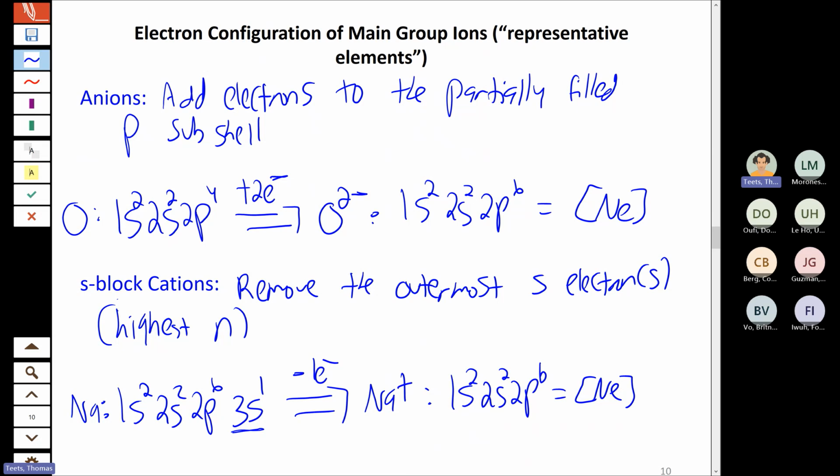So for cations, you remove those last electrons that you would put into the neutral atom. The last one's in or the first one's out. So those are the types of configurations you should easily be able to predict.